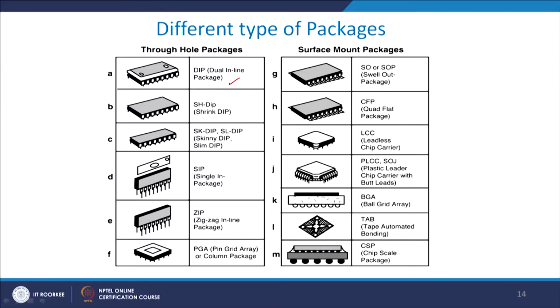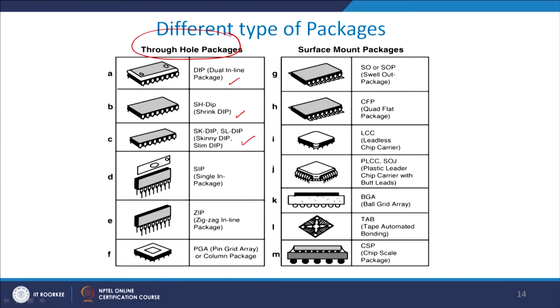Different types of packages are available in various books. We have DIP, which is dual inline, shrink DIP, and skinny DIP, and these are all through hole packages. This means you drill the hole through the system, through the silicon, and then you wire bond it here, or you can do a bonding here, or a molding here. These are all types of packages available to you.